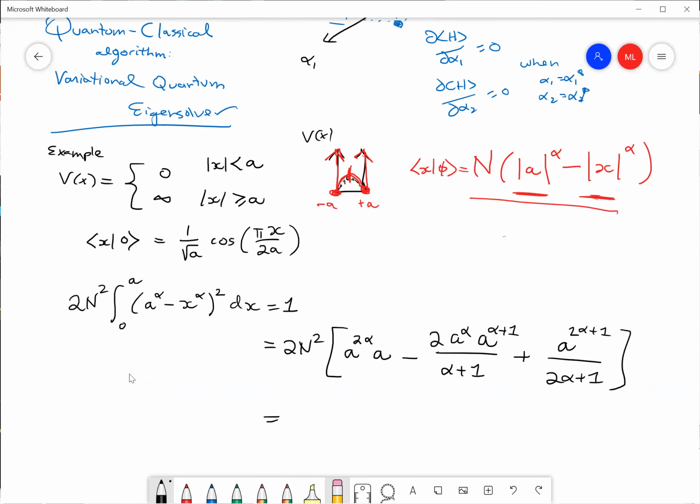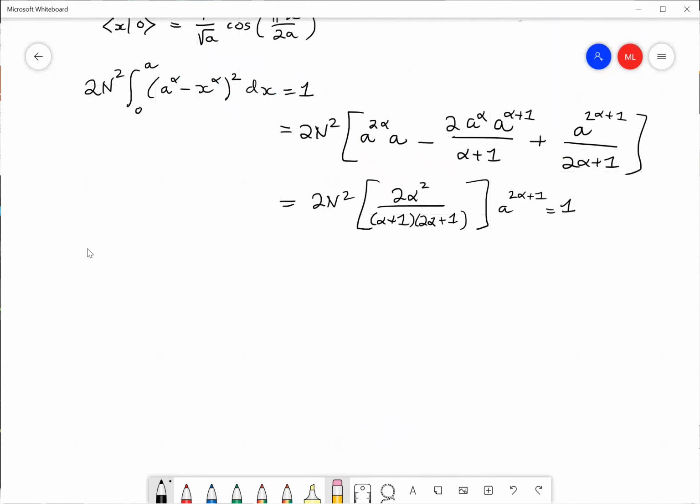And that actually simplifies to 2N squared, 2 alpha squared over alpha plus 1. You can just do a common denominator thing. And then this whole thing is multiplied by a to the 2 alpha plus 1, and that's equal to 1. And so you can solve for the normalization constant. Since we're out of time, I'll finish here: your trial wave function, now properly normalized, has N equal to the square root of alpha plus 1 times 2 alpha plus 1 over 4 alpha squared. So just solving for N and substituting in, it's absolute value of a raised to the alpha minus absolute value of x raised to the alpha.